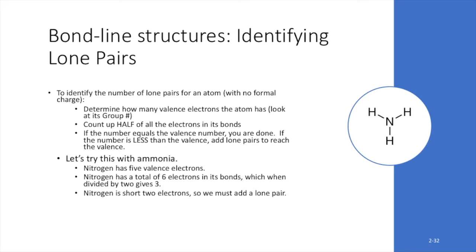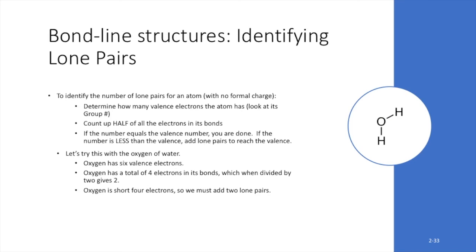So if we try this with ammonia, NH3, nitrogen has 5 valence electrons because it's in group 5. Here it has a total of 6 electrons in all of its bonds because it has 3 bonds and each bond has 2 electrons. We divide that by 2, which gives us the number 3. Therefore, it is short 2 electrons from its valence number of 5, so we must add a lone pair to the nitrogen atom.